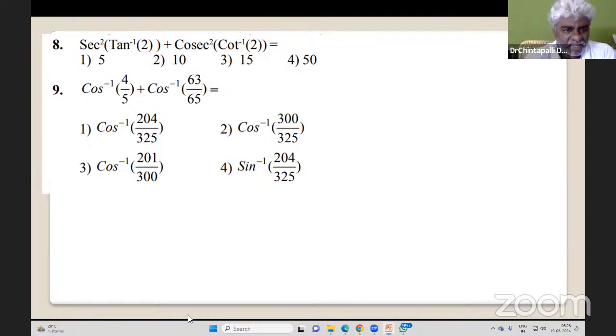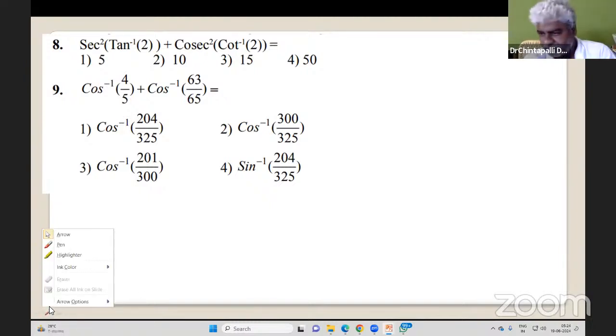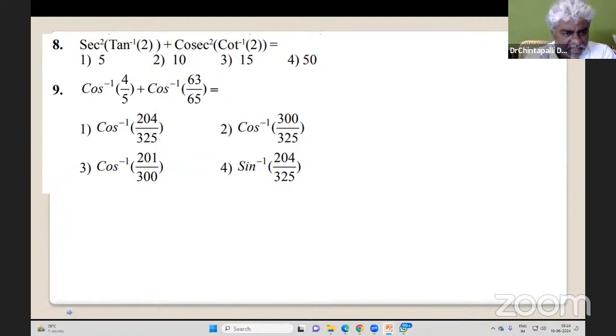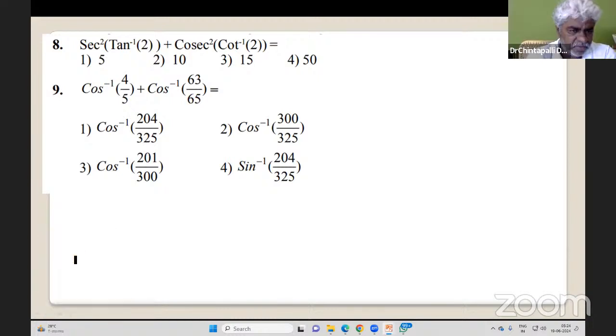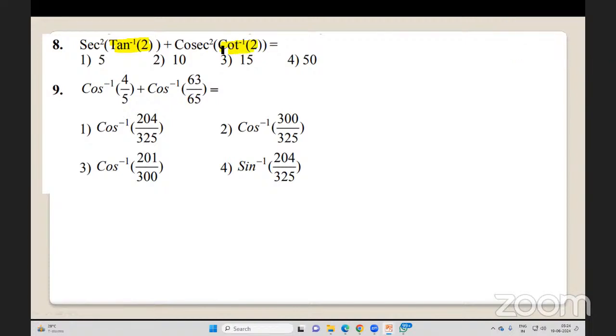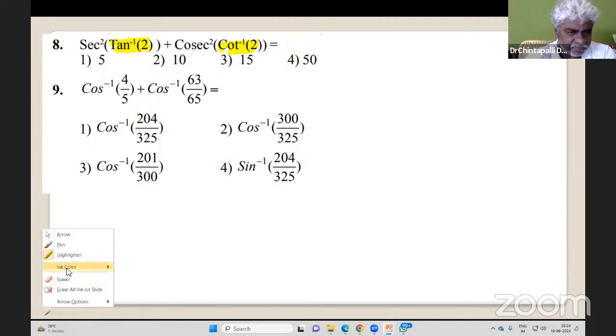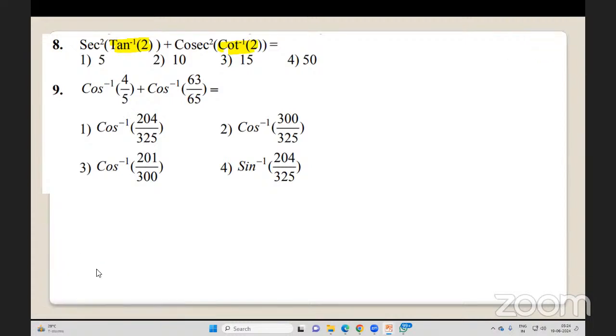Very good. Let's start to solve this. What to do now? Let's take tan inverse 2, right? Yes, sir. We have to simplify tan inverse 2 and cot inverse 2, right? Shall we take tan inverse 2 as alpha? Yes, sir.